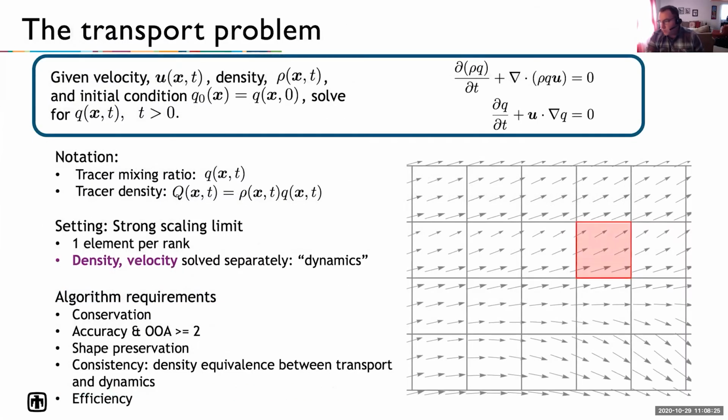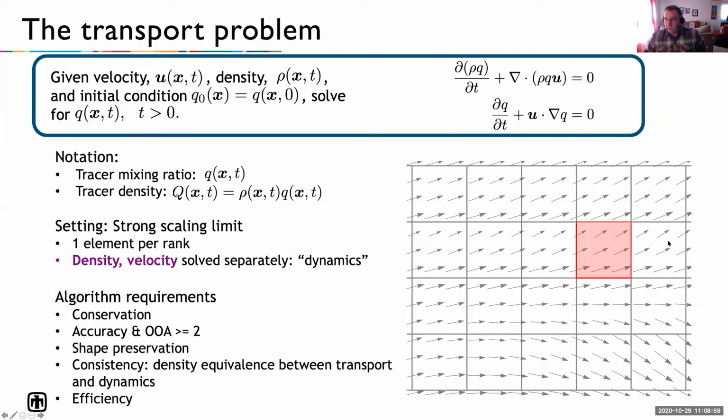So just to make sure we're all on the same page, this is the transport problem. We want to solve the advection equation in either of its forms, given initial conditions for the tracer mixing ratio Q, and importantly, we are given in the transport problem the velocity and the density. Those come from a separate part of the atmosphere model that we call dynamics. And then we are assuming that we're operating at the strong scaling limit. So every element here is on a different MPI rank.